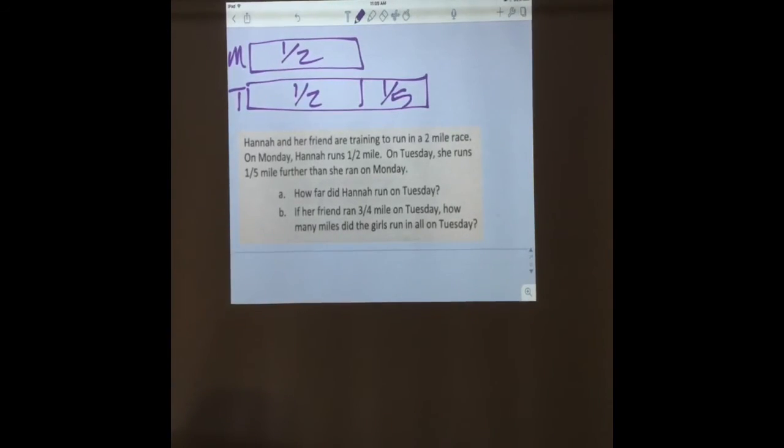But what's the question asking? Is it asking how far did she run on Monday and Tuesday? No, it says, how far did Hannah run on Tuesday? How do we figure that one? We have to add them together, right? So here we are, half plus 1/5. Is that correct?